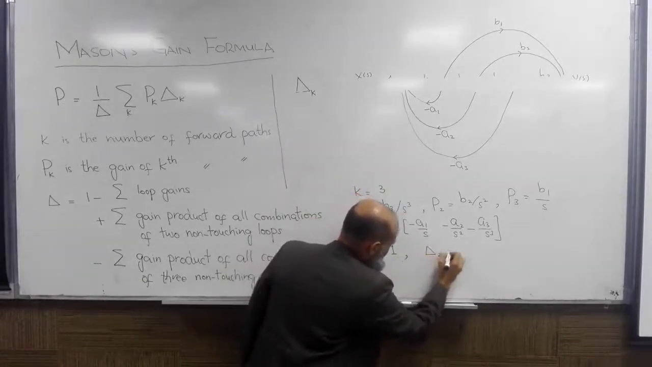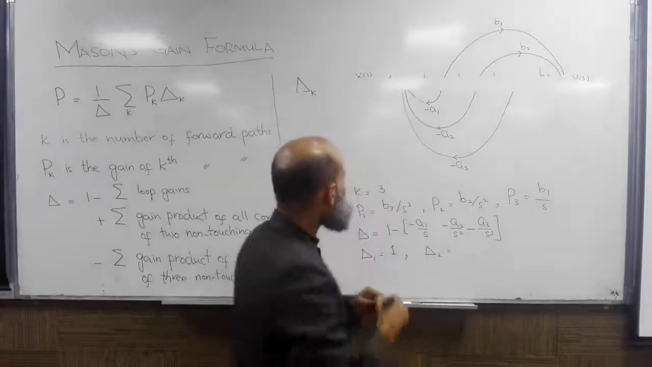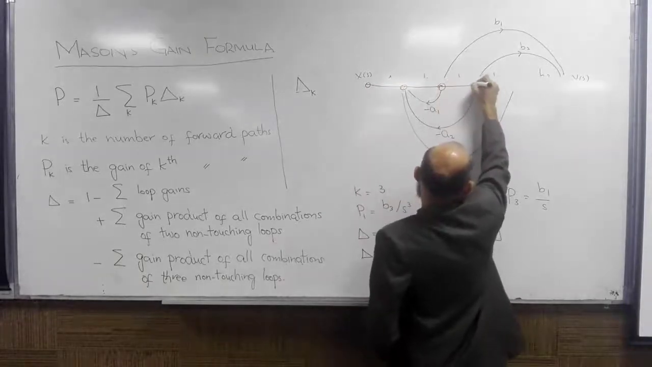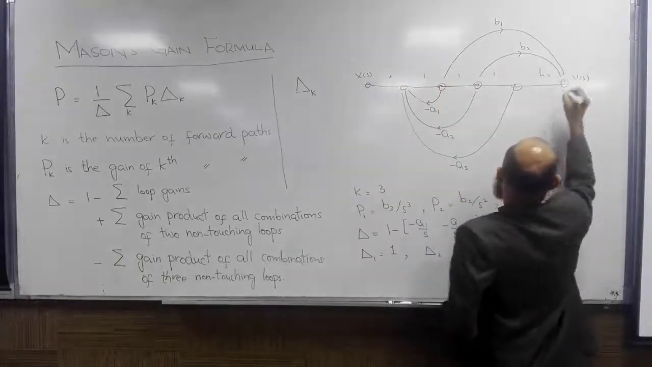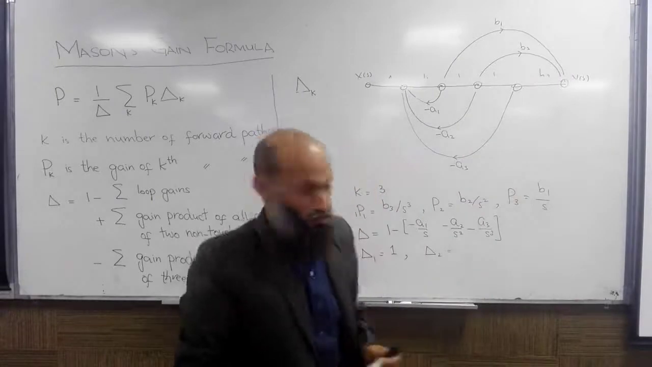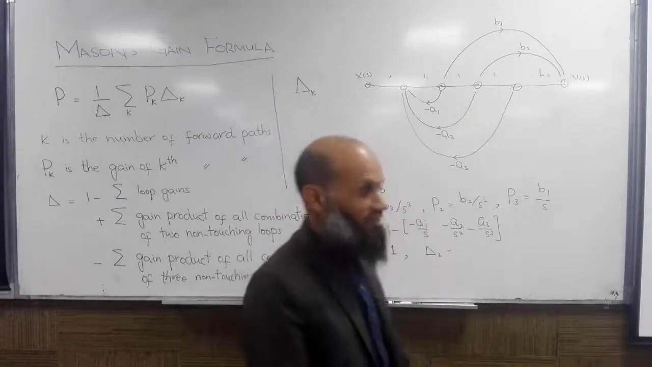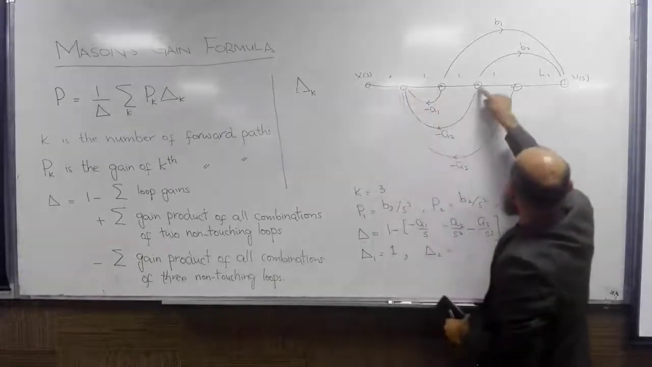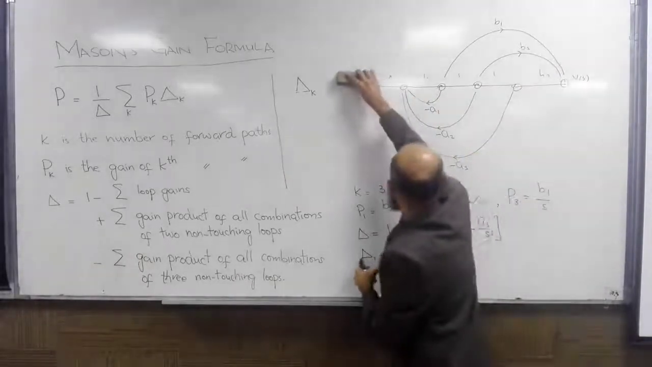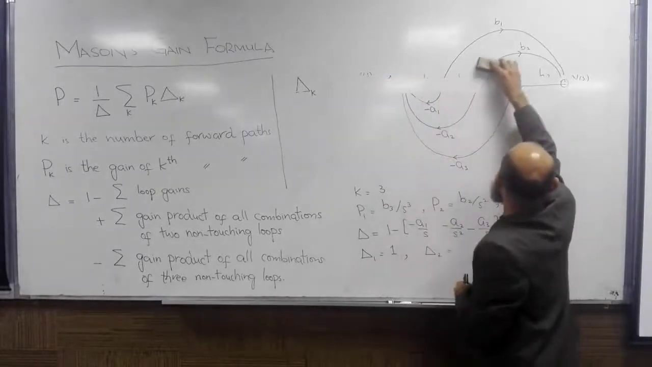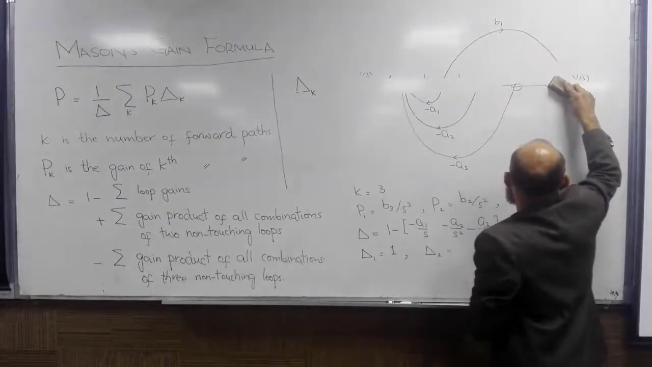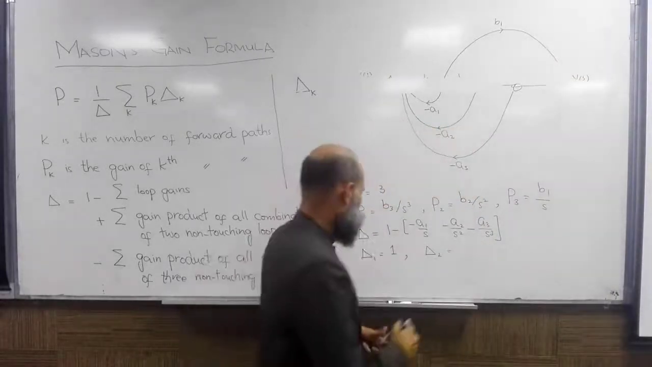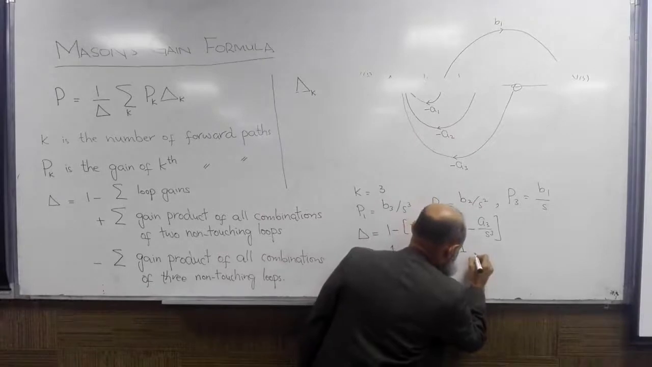To find delta 2, we shall remove second forward path. This was our diagram. To find delta 2, we shall remove second forward path. We call this path as the second forward path. So let's remove this forward path. So how many loops? No loop. Delta 2 is also equal to 1.